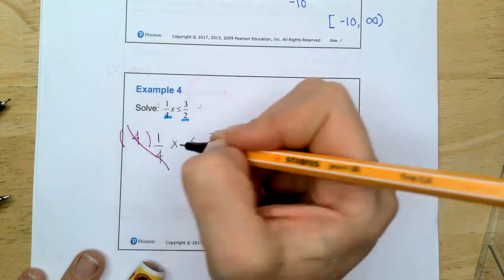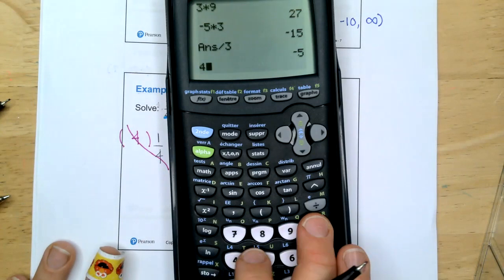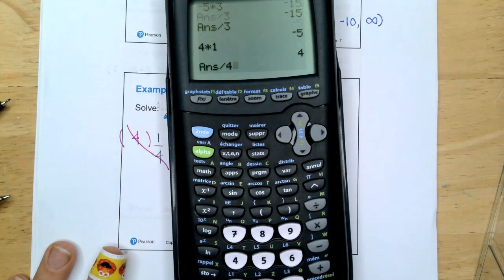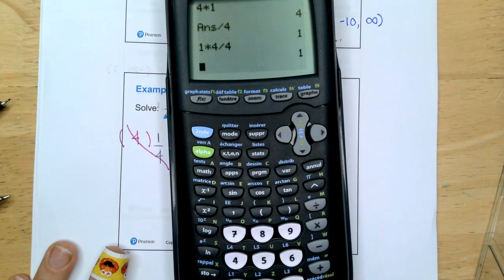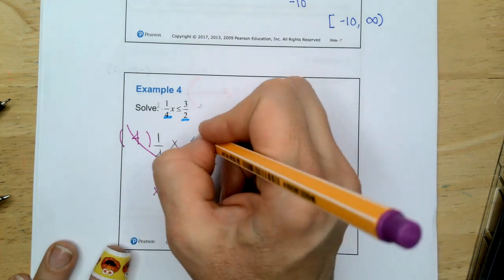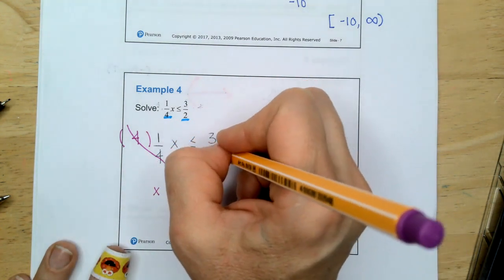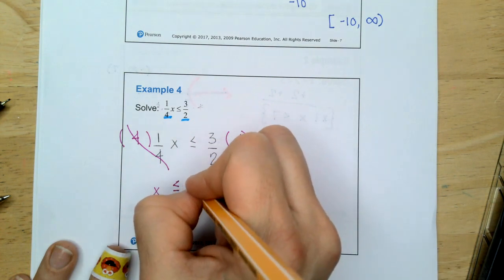If you multiply by 4 and then you divide by 4, the 4's cancel out. 4 times 1 divided by 4 times 4 divided by 4, they go away, okay? So then you just have 1x. Here, we're going to say 3 times 4 divided by 2. 3 times 4 is 12.